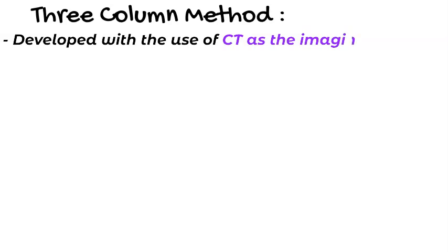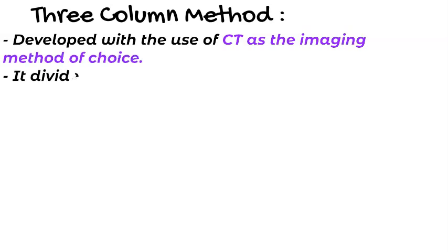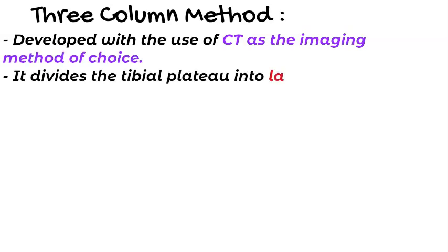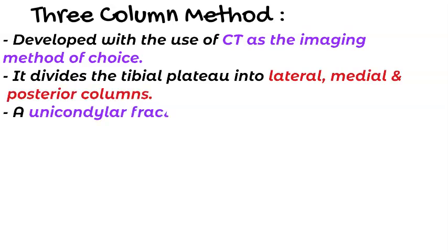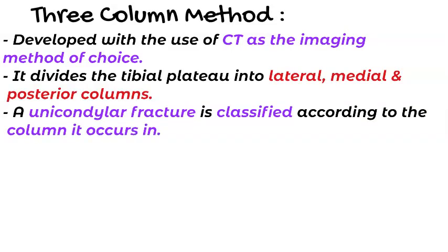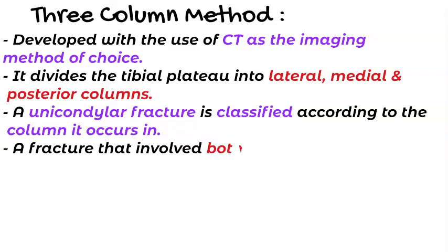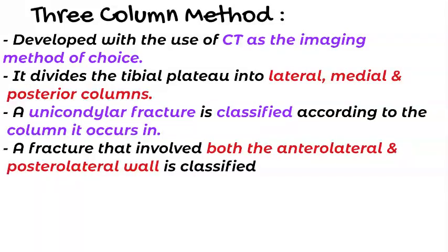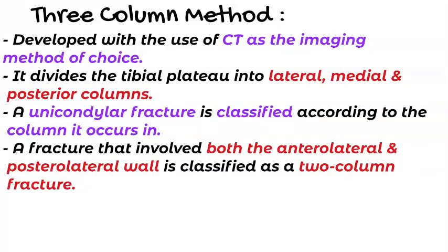Three-column method. Developed with the use of CT as the imaging method of choice. It divides the tibial plateau into lateral, medial, and posterior columns. A unicondylar fracture is classified according to the column it occurs in. A fracture that involves both the anterolateral and posterolateral wall is classified as a two-column fracture.